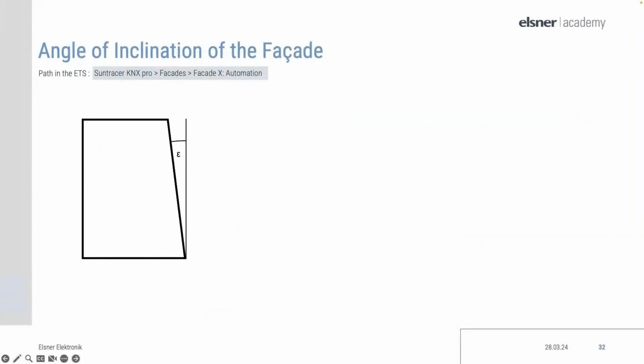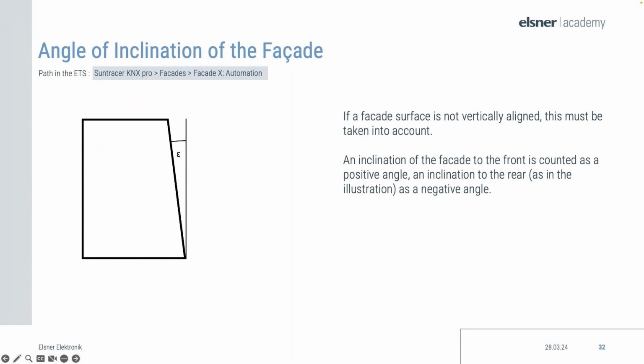Another special use case is that you can have an inclination of the facade. In the picture, you can see exactly that. If a facade surface is not aligned vertically, this must be taken into account for automatic shading as well. An inclination of the facade to the front is counted as a positive angle. An inclination to the rear, as in the figure, is considered a negative angle. If there is no inclination, the value 0 is entered.